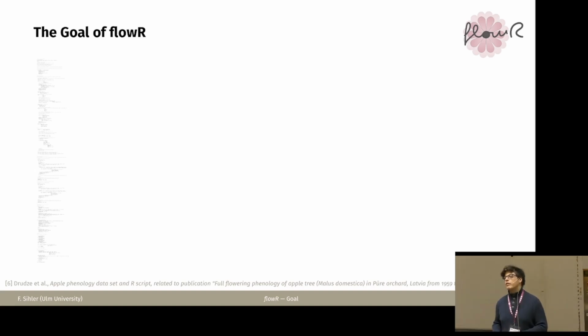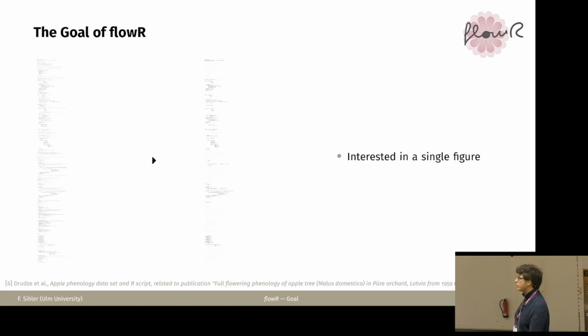flowR is, as the title already mentioned, something called a program slicer. If you've never heard of program slicing before, it's essentially the technique of analyzing the program to reduce it to only the parts that affect a specific variable at a specific point. Or in other words, you have your code with a lot of figures, you're just interested in one figure, you mark that figure, and flowR then reduces the program for you to just the parts relevant for this figure. And they're again highlighted here.